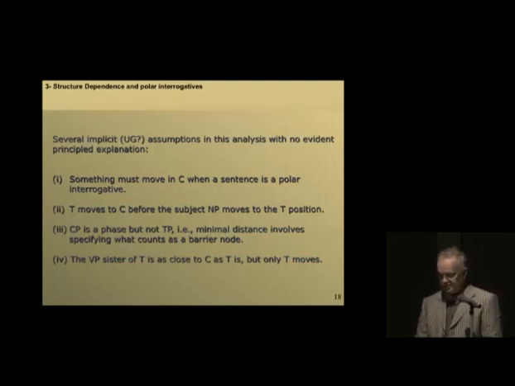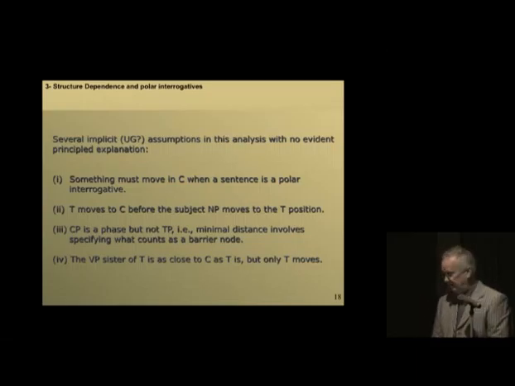Another thing you have to assume is that CP is a phase, but not TP. More generally, if we forget the details here, whenever you talk about minimal distance in a structure, you're going to have to specify what counts as a barrier node. Can you derive that, or do you have to put it in UG?